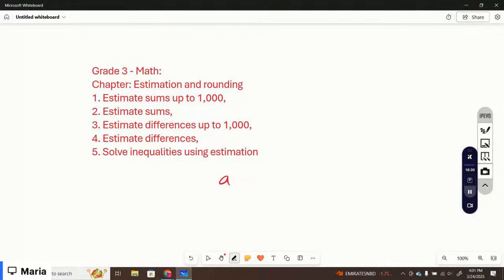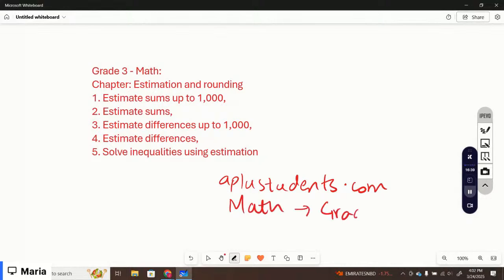You can find all the lessons on a+students.com. You have to log in there using your email address, and the password is provided by the administrator. Then you have to select math from the subject tab, scroll down to grade 3 math, and then click on view all lessons. There you can find a list of the chapters. We're going to start with the chapter estimation and rounding.